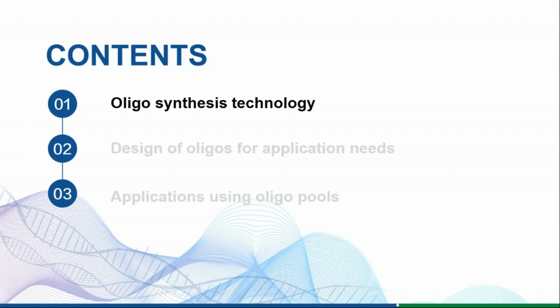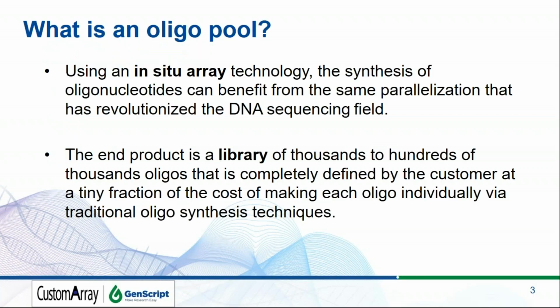So, as I said, we're going to start off with the oligosynthesis technology itself. So, what exactly is an oligo pool? That's the main question. That's what this presentation is about. Well, using an in situ array synthesis technology, we can synthesize many oligos simultaneously. Basically, we're trying to do the same kind of parallelization that is used in NGS, that's revolutionized that particular field. We can do something very similar with oligosynthesis. Instead of synthesizing one oligo at a time, we can synthesize many oligos at a time.